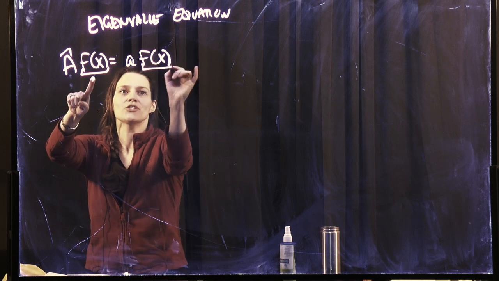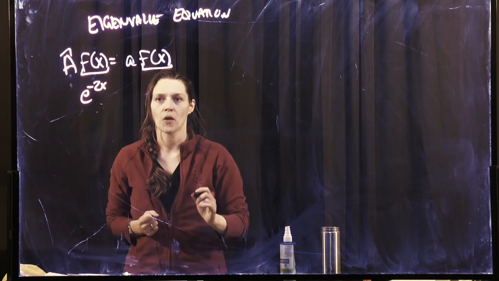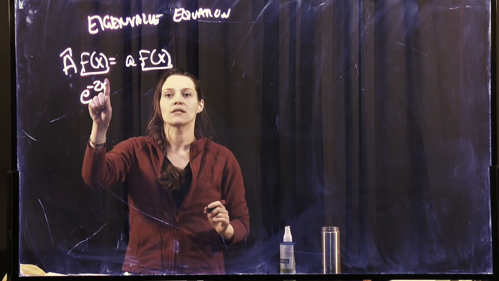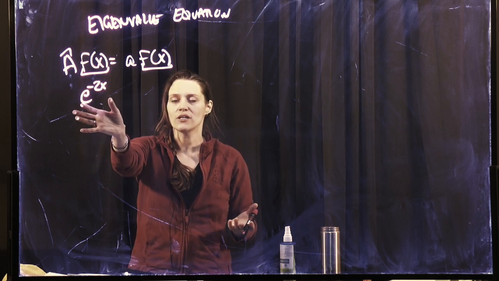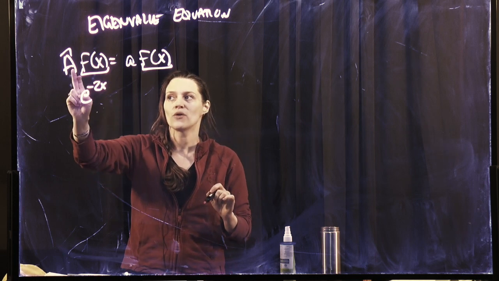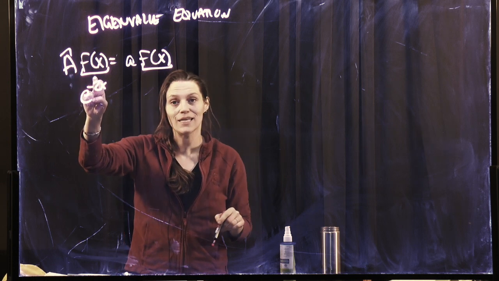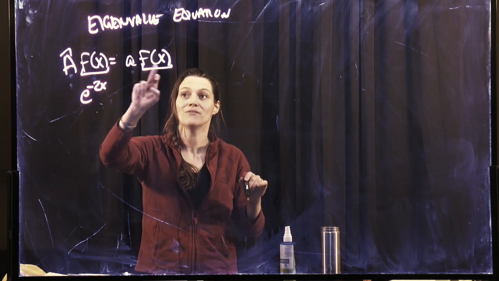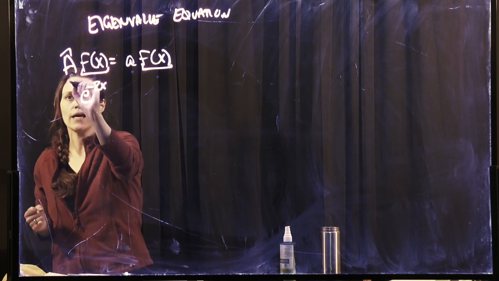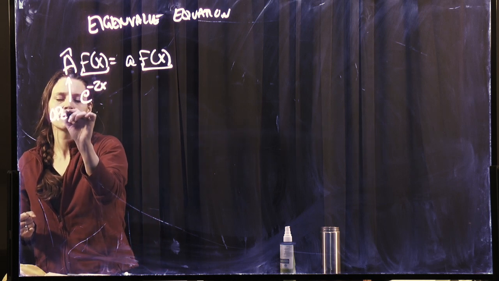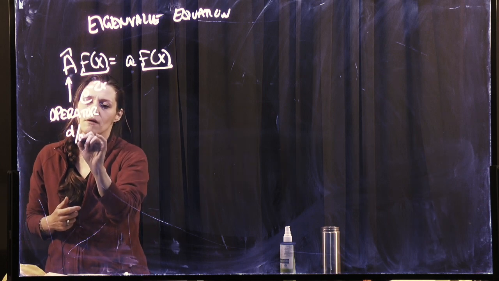Okay, so this function, I'm going to give an example, is going to be e to the minus 2x. This is called an eigenfunction. If it happens that when you have an operator operating on the function, it yields a value times f of x, then you have an eigenfunction equation. All right, well, what is this A? This is your operator. And I'm going to give the example of d/dx.